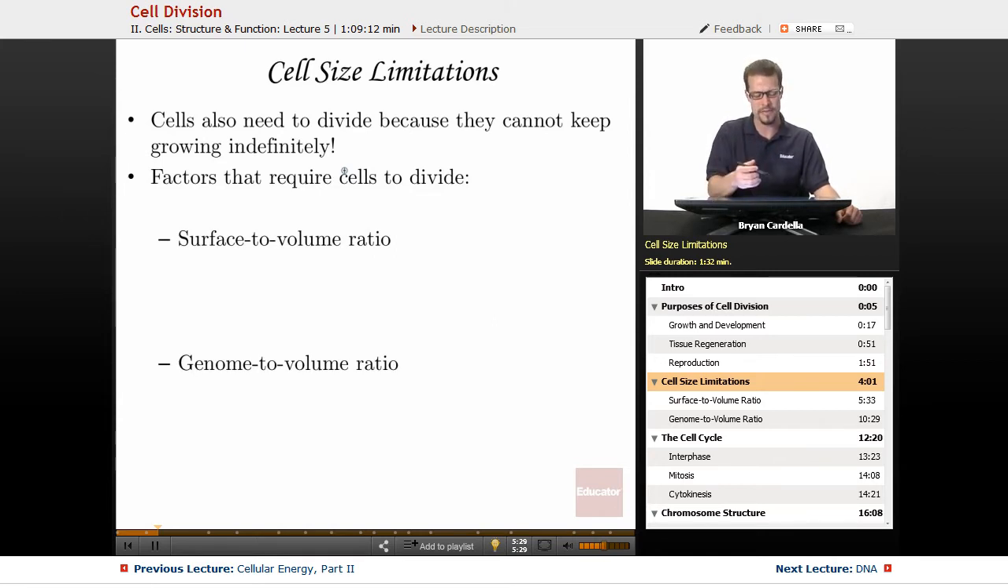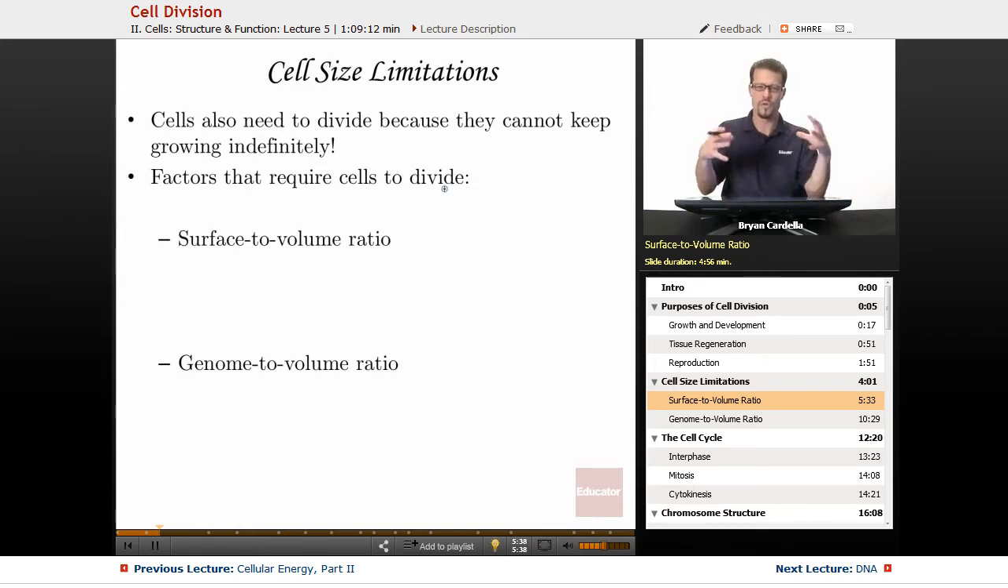Stuff going on with the physics of it. But I digress. Factors that require cells to divide. Like I mentioned, you can't keep having a cell just grow and grow and grow. The volume becomes too much to manage. It stretches out the plasma membrane way too much.